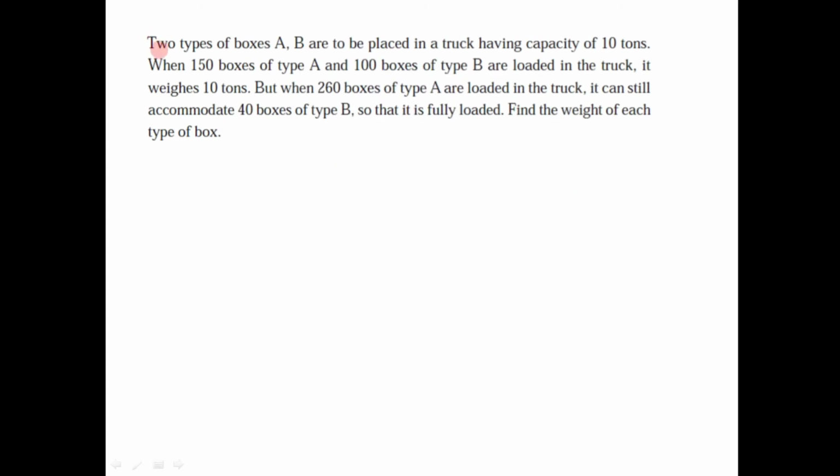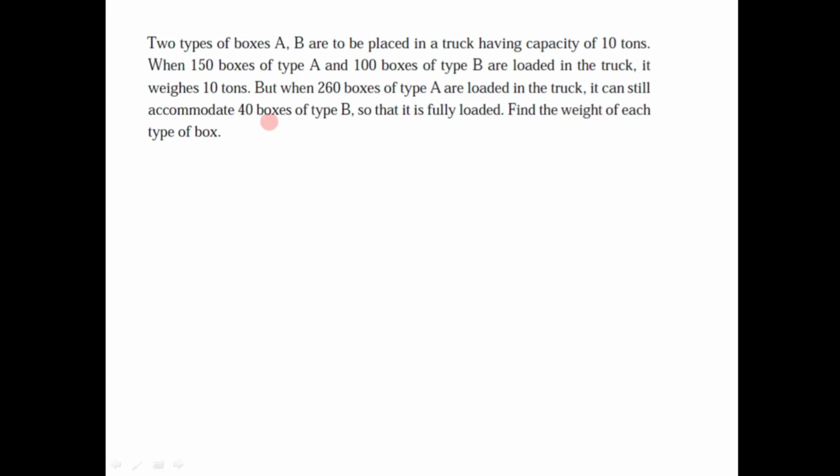Now let us have the next question. Two types of boxes A and B are to be placed in a truck having capacity of 10 tons. When 150 boxes of type A and 100 boxes of type B are loaded in the truck, it weighs 10 tons. But when 260 boxes of type A are loaded in the truck, it can still accommodate 40 boxes of type B so that it is fully loaded.